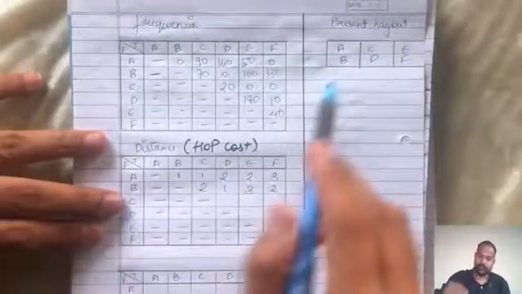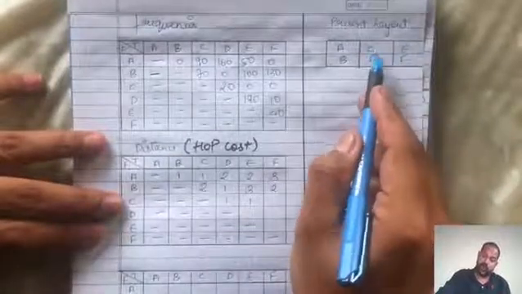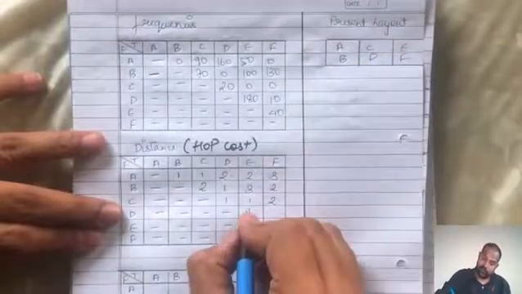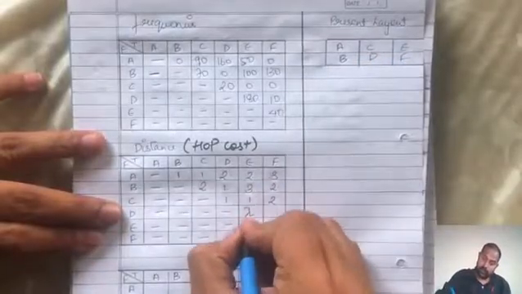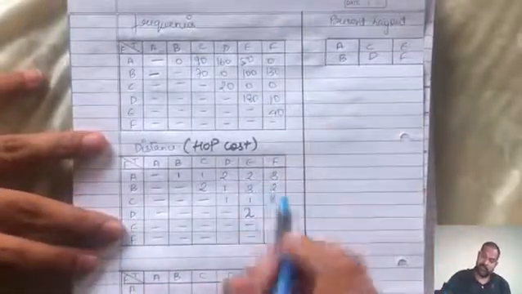C to D is 1 hop away. C to E is 1 hop away. C to F is 1, 2, 2 hops away. D to F, just 1 hop. D to E is 1, 2 hops. D to F is just 1 hop. What about E? Now only one thing left is E to F. E to F is a single hop away. Done.